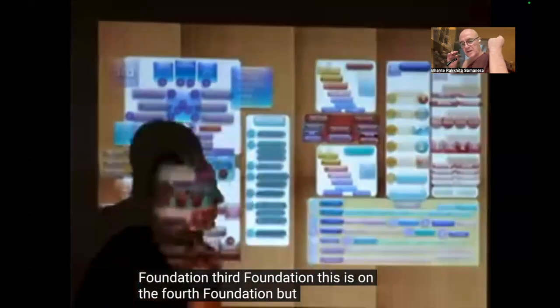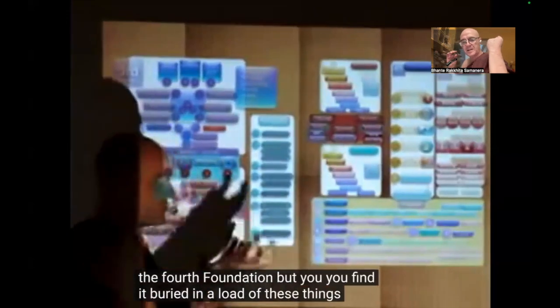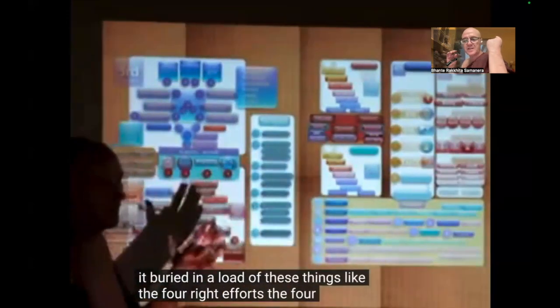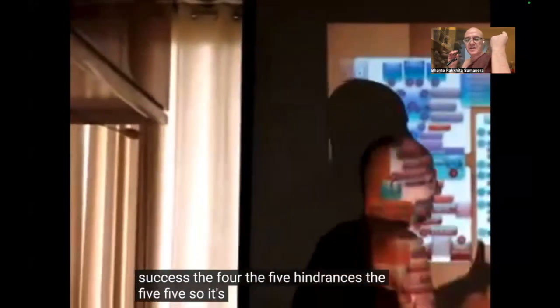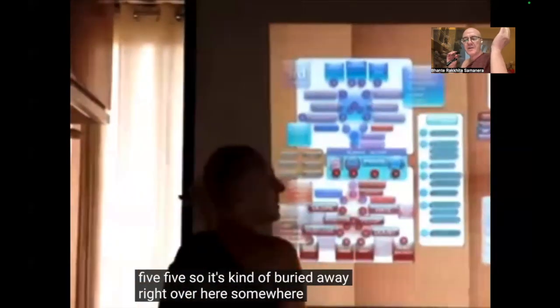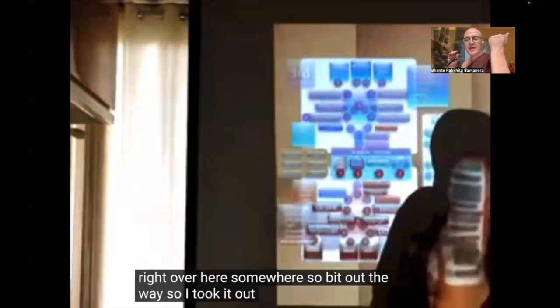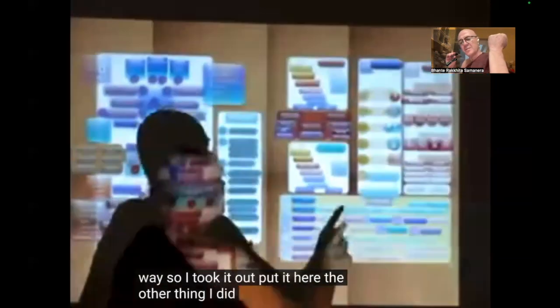This is on the fourth foundation, but you find it buried in a load of these things like the 4 right efforts, the 4 steps to success, the 5 hindrances, and so on. So it's kind of buried away over here somewhere, a bit out of the way. I took it over and put it there.